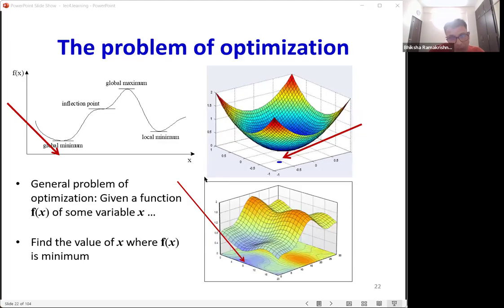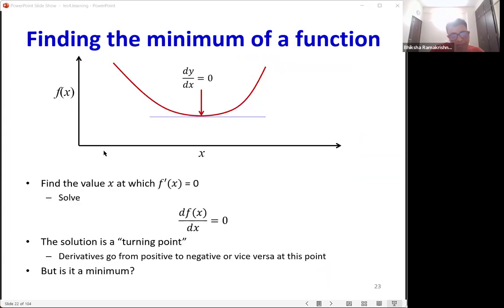So now here's the problem of optimization. Going back to our problem, right? You're given a function of this kind, like loss of w, and we want to find the value of the argument where the function is minimum. It can be pretty ugly, right? So functions can have global minima, they can have global maxima, local minima, inflection points. We want to find the location of the global minimum.